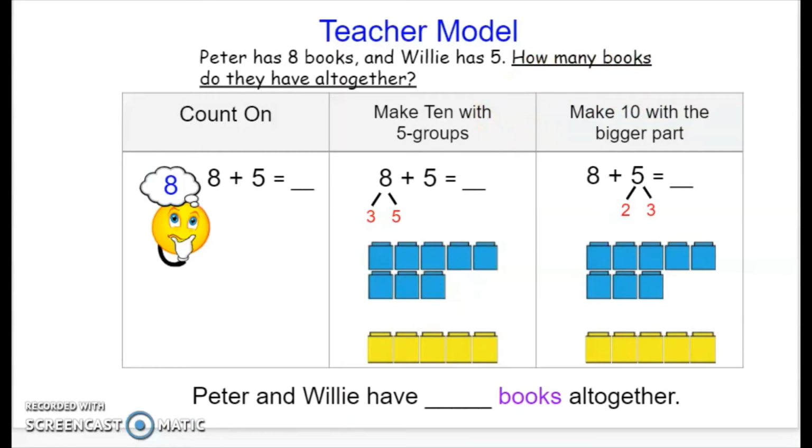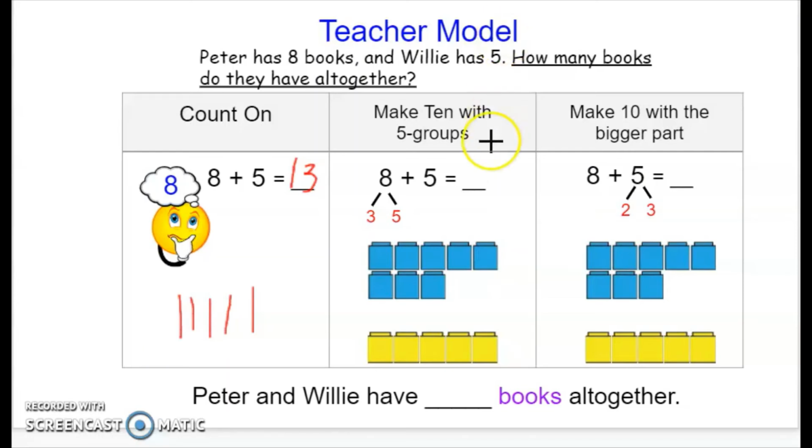So let's go ahead and begin with our count on strategy. Just like you see on your screen, go ahead and put 8 in your head. Remember, for count on, it's much easier to use the bigger part to count on. So we're going to put 8 in our head, and we're going to count on 5 more. Ready? 8, 9, 10, 11, 12, 13. Great job, my friends. So count on has shown us that Peter and Willie have 13 books together.